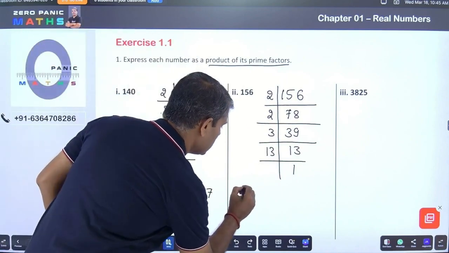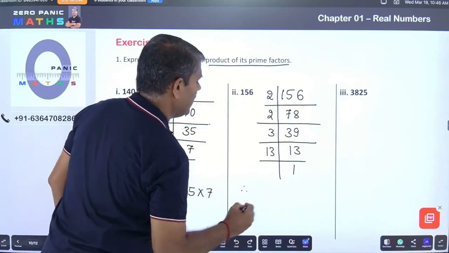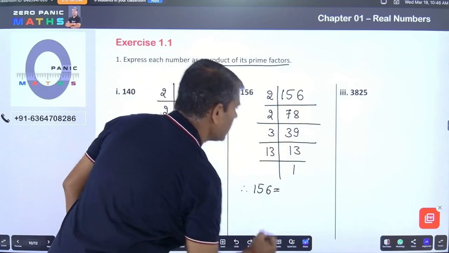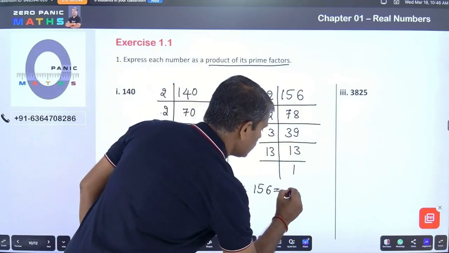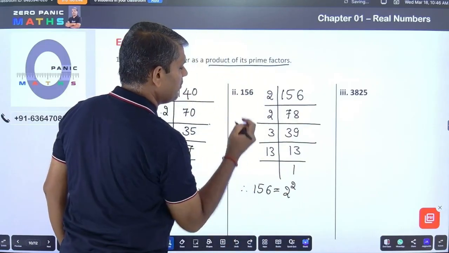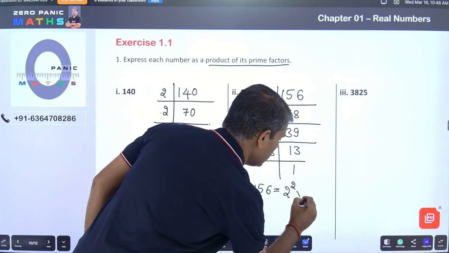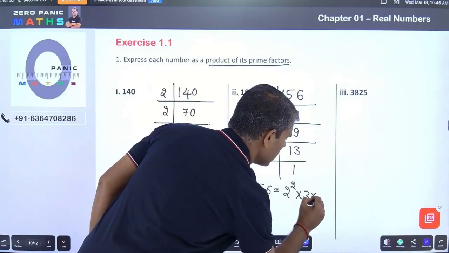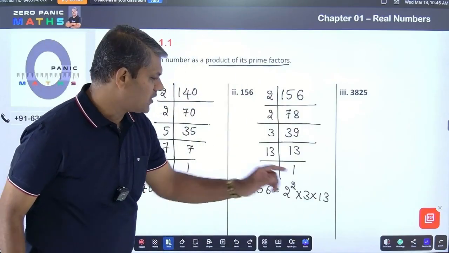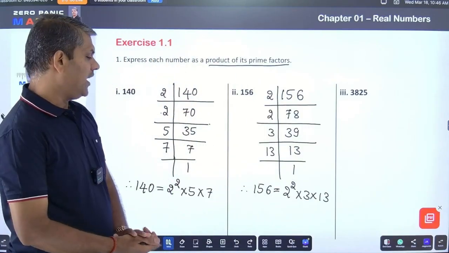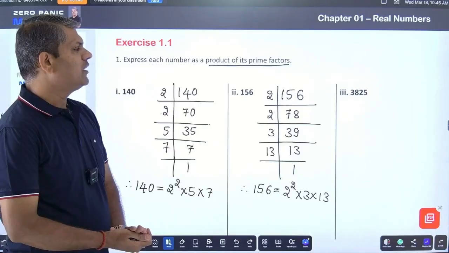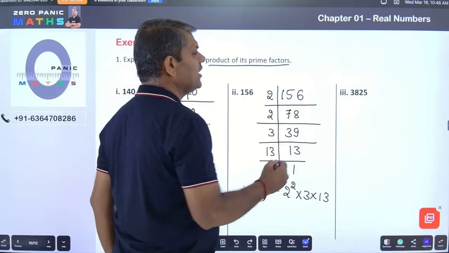Very simple. Therefore we'll write the prime factorization: 156 is equal to 2 to the power of 2, because as you know 2 is appearing twice here, times 3, the product, and finally 13. If you multiply this out, you will get the exact value 156. Now let us continue with the third number, 3825.